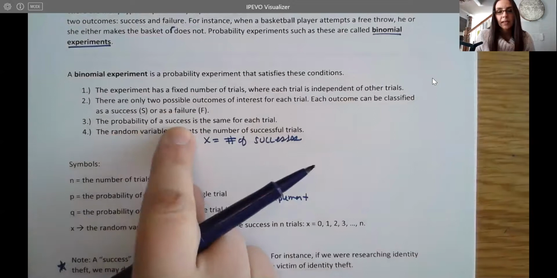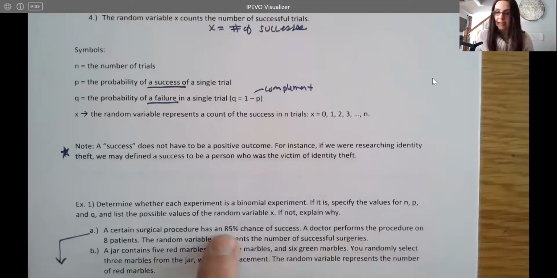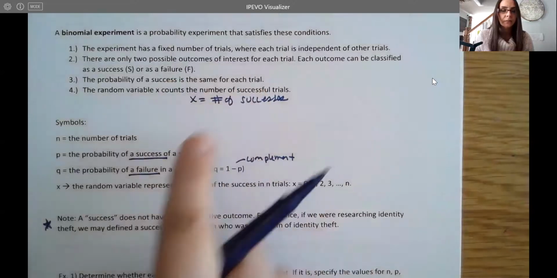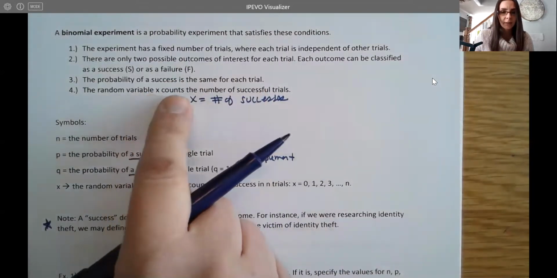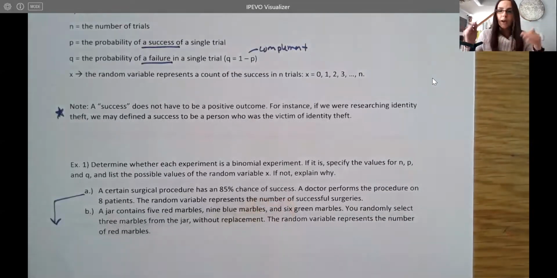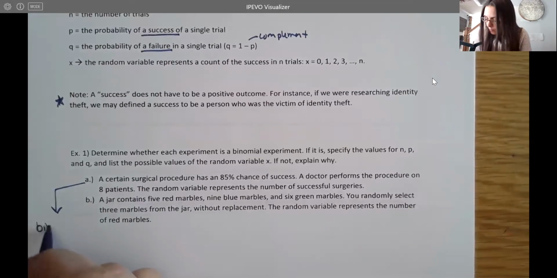The probability of success is the same for each trial. Yes, we're told that it is an 85% chance. We're not told that this changes from person to person. So overall, the surgery has an 85% chance of success. So yes, it is the same from trial to trial. And yes, the random variable counts the number of successful trials. That's how it's defined here. So all 4 criteria are met, so this is a binomial experiment.